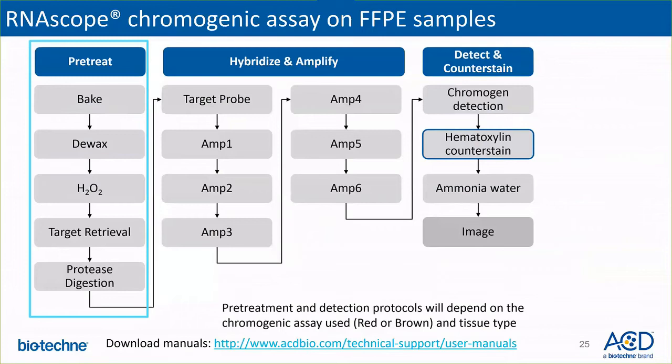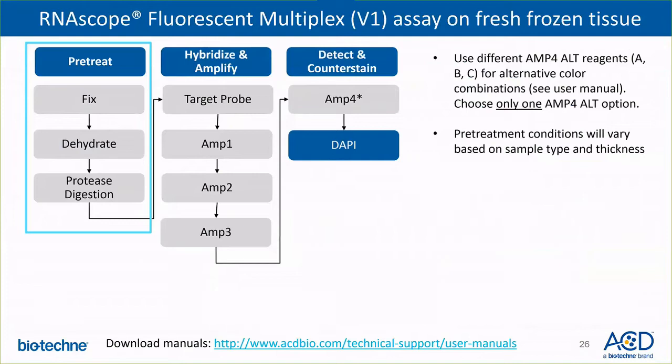Similarly, the fluorescent multiplex assay contains the 4 major parts, but it is a shorter assay. Again, please refer to the user manual for detailed recommendations. Please note that you need to choose only one AMP4 alt option among the ones recommended in the user manual.